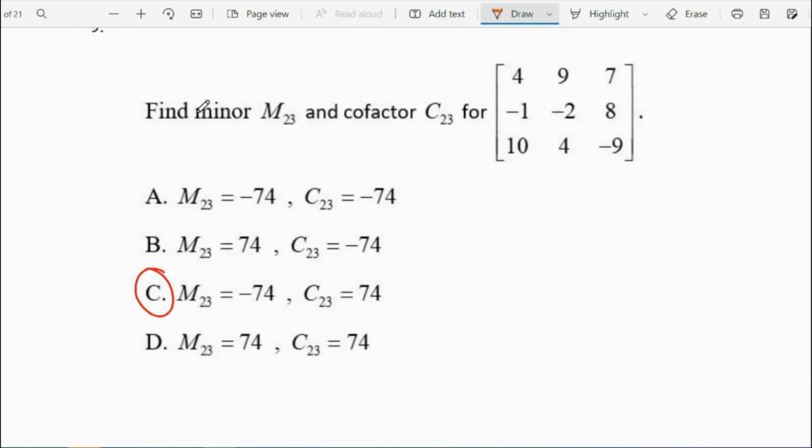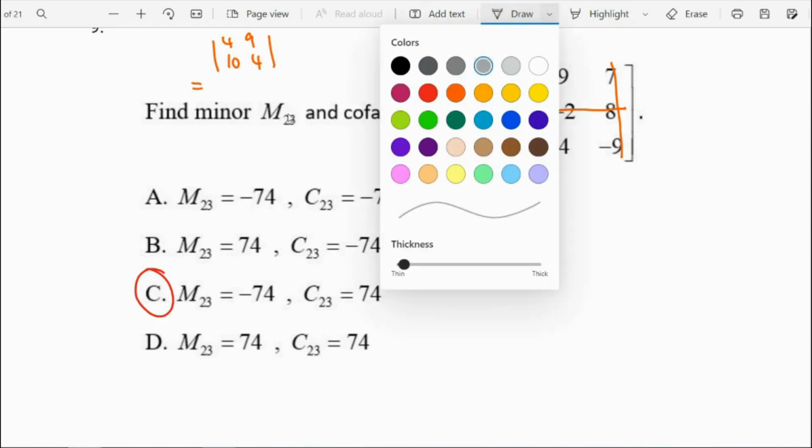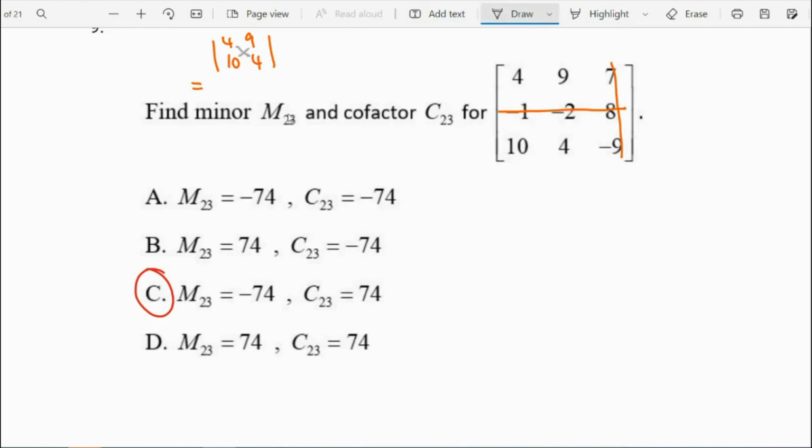Then find minor 2, 3. So you just focus on minor 2, 3. 2, 3 means we're going to take the minor of 4, 9, 10, 4. So how to do the minor? It will be AD minus BC. 74. So we consider answer A or C.